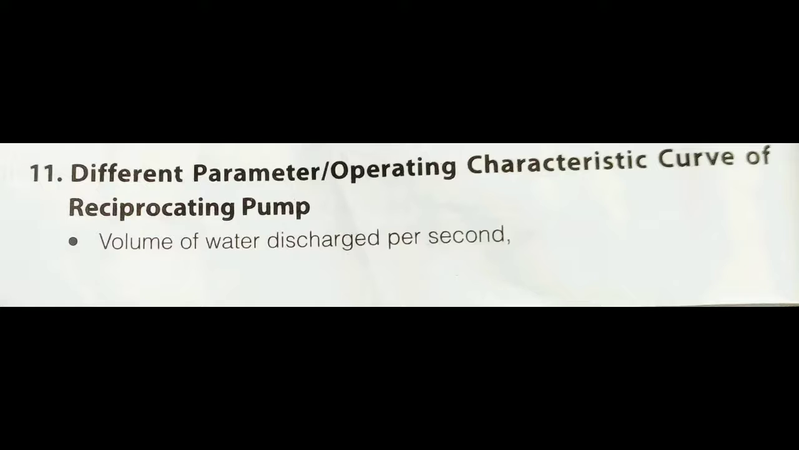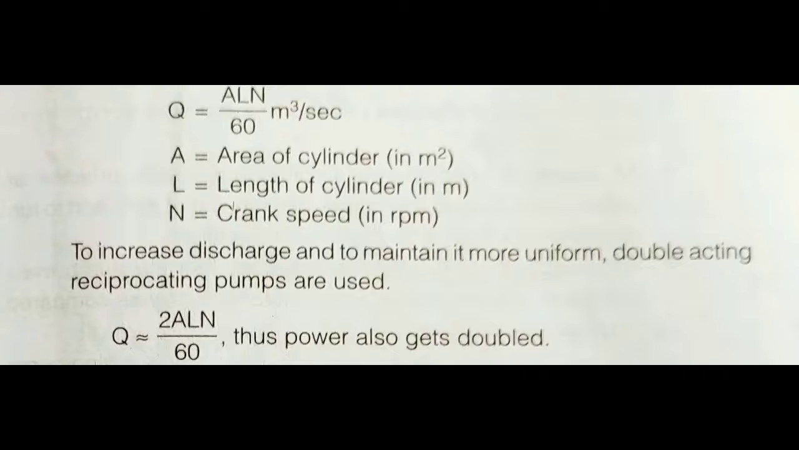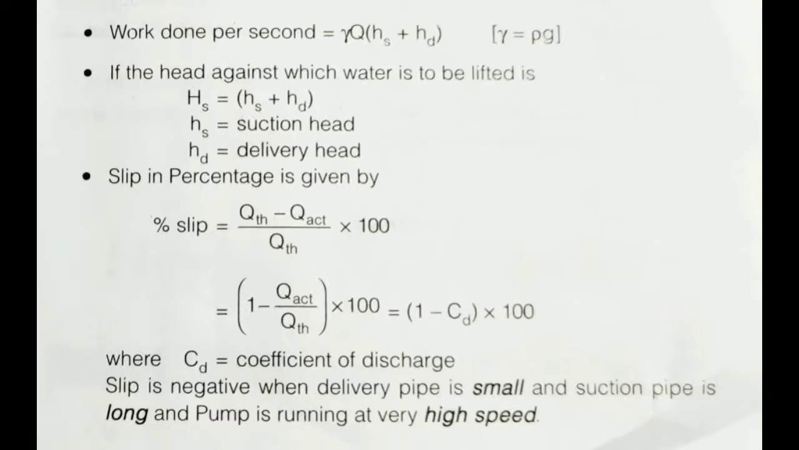These are the different parameters of operating characteristics of a reciprocating pump. You see that Q is equal to LAN by 60. Work done for the reciprocating pump. Also head against different suction heads. Slip, the equation for slip is very important: Q theoretical minus Q actual by Q theoretical into 100. Finally we get 1 minus Cd into 100.